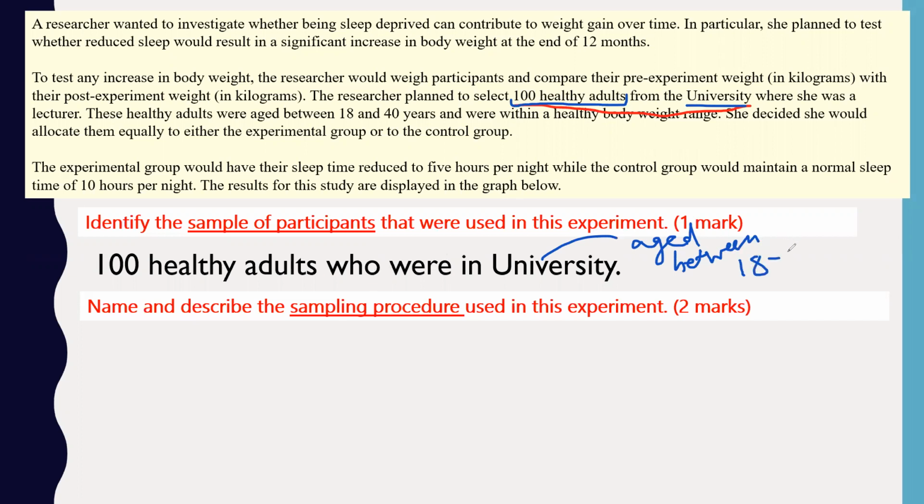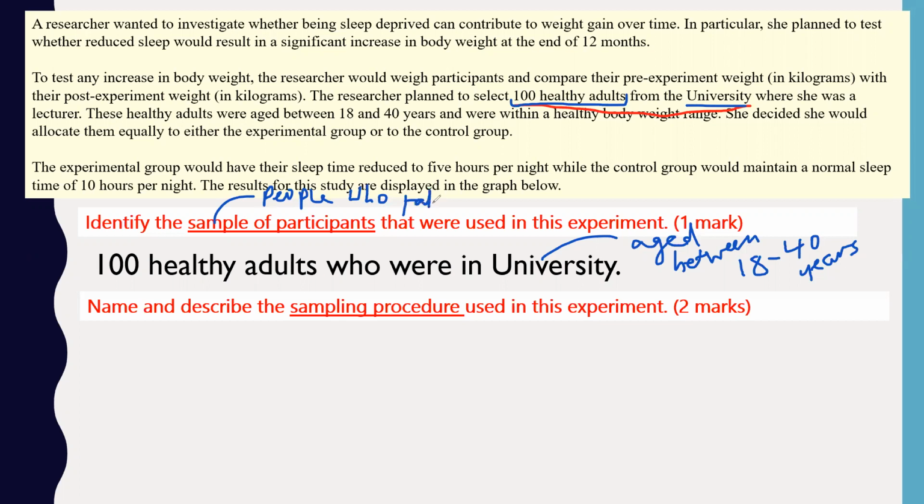So if you want to take your answer to the next level, you can mention the age as well, but not really, really compulsory in this case to get the 1 mark. Okay, so that's the basic idea. That gives us information about the sample of participants, which are basically the people who actually took part in the study. Okay, that's our sample.